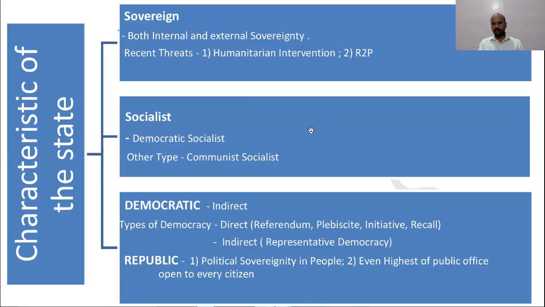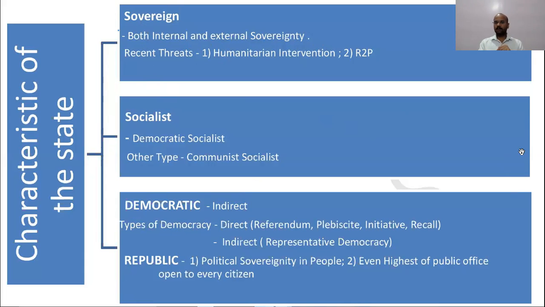So you have sovereignty. Sovereignty can be of two kinds: internal and external. We will talk about sovereignty in detail. We will also talk about what socialism is, what capitalism is, and those things. However, what are the features that we need to understand? It should be sovereign, socialist, democratic, republic, and of course secular. So that's all for today.